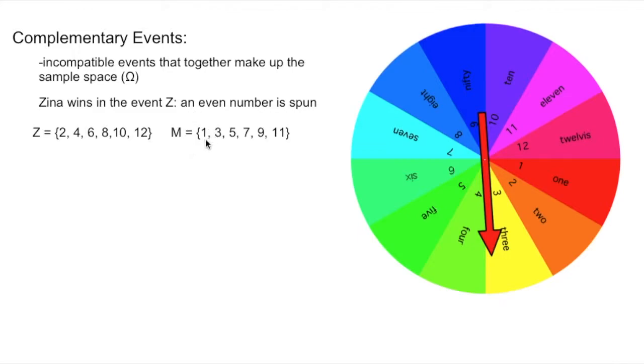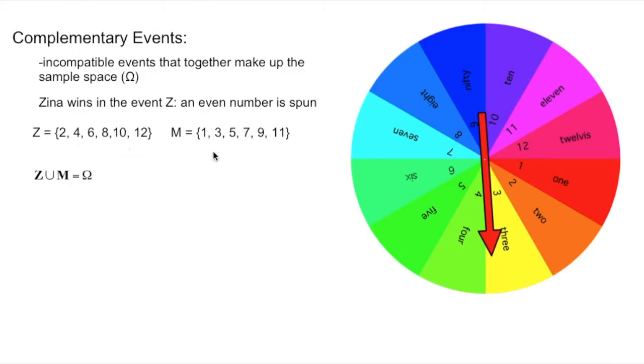Morgan wins if an odd number comes up: 1, 3, 5, 7, 9, 11. Whenever Zena wins, Morgan loses. Whenever Morgan wins, Zena loses. They both can't win at the same time, and they both can't lose at the same time. If Zena loses, then Morgan must win.